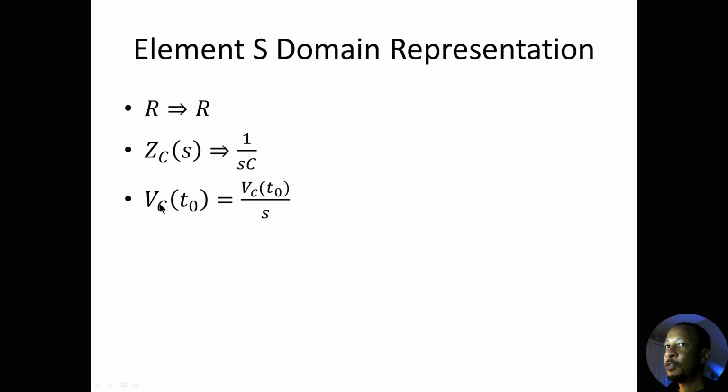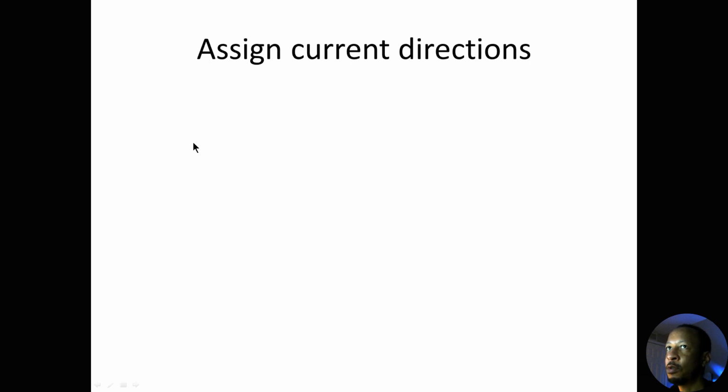VC of T sub 0 is the voltage of the capacitor at time 0. Before, without an initial condition, VC of T sub 0 was equal to 0, and 0 over S is going to give you 0, so you just discount it and don't even include it. But now that it actually has a value of 5 volts, you're going to include it, because now you have that initial condition.